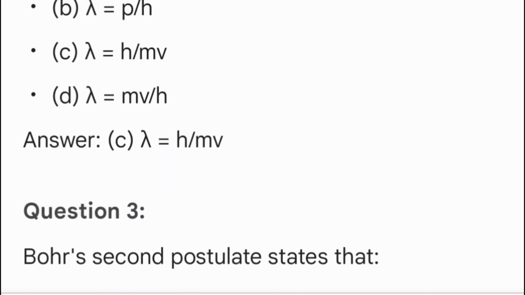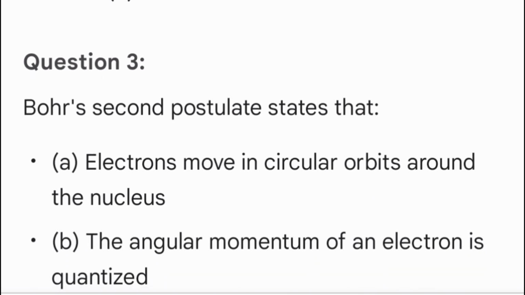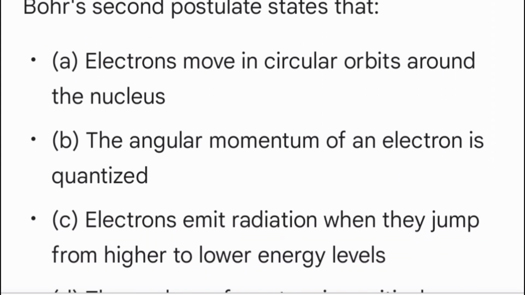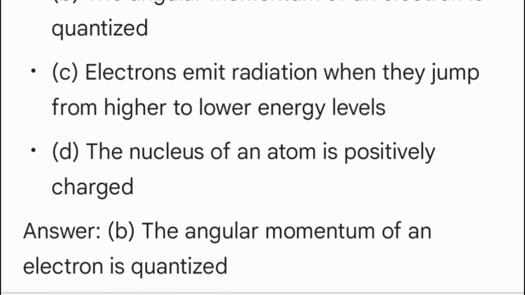Question 3. Bohr's second postulate states that A. Electrons move in circular orbits around the nucleus. B. The angular momentum of an electron is quantized. C. Electrons emit radiation when they jump from higher to lower energy levels. D. The nucleus of an atom is positively charged. Answer: B. The angular momentum of an electron is quantized.